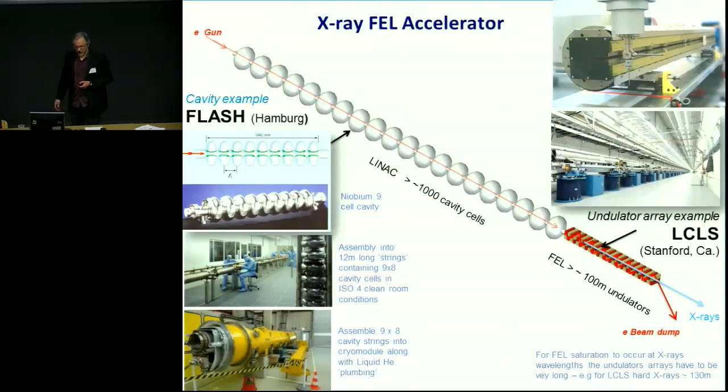So I've given an example of LCLS. The only problem is you need to align 100 meters plus of them more accurately than you would with a synchrotron undulator, as in towards microns. And I don't think it's feasible to do it with survey networks. I think they rely on beam-based feedback alignment, so it's a sort of dynamic system.